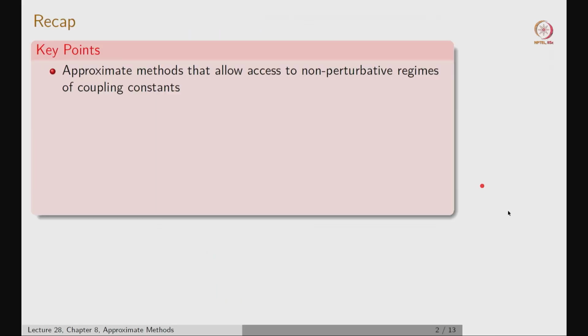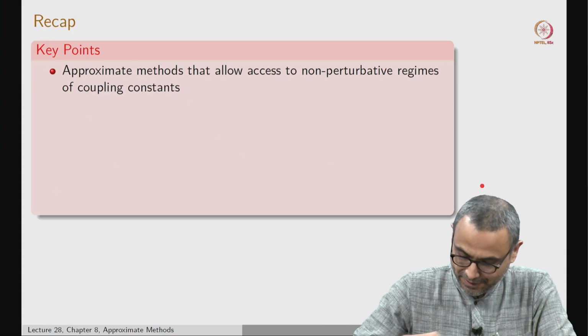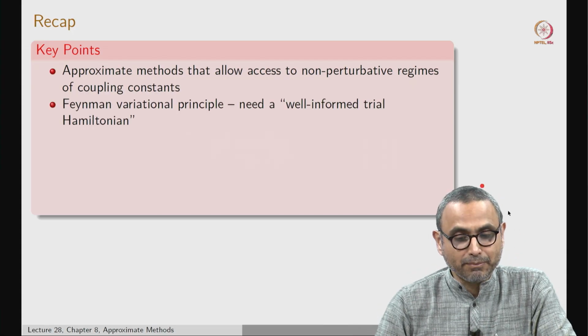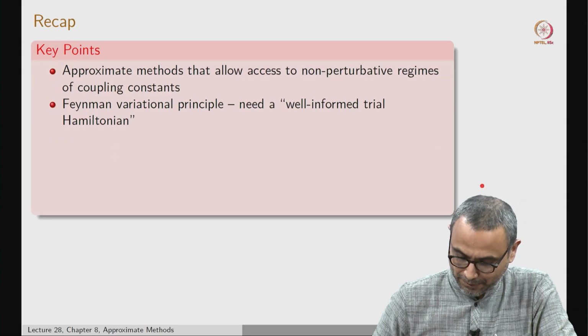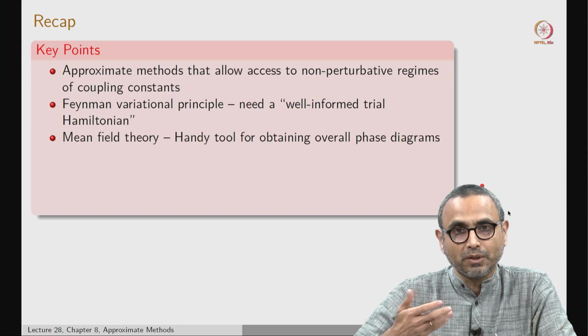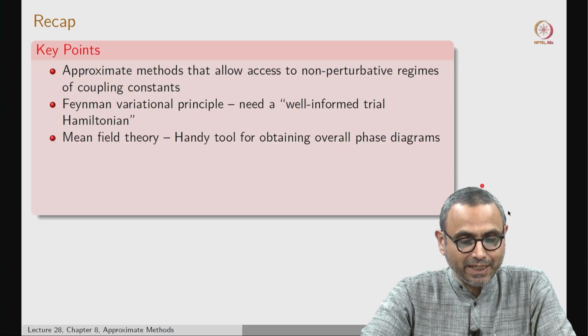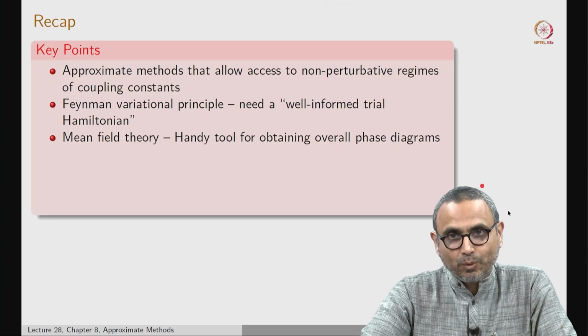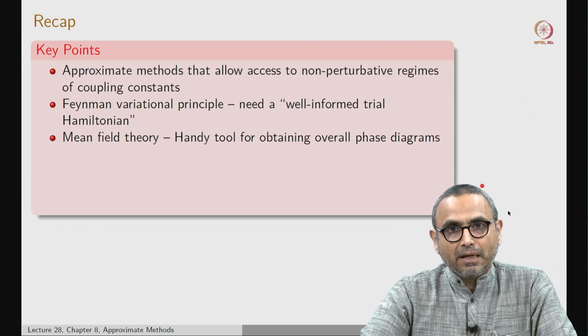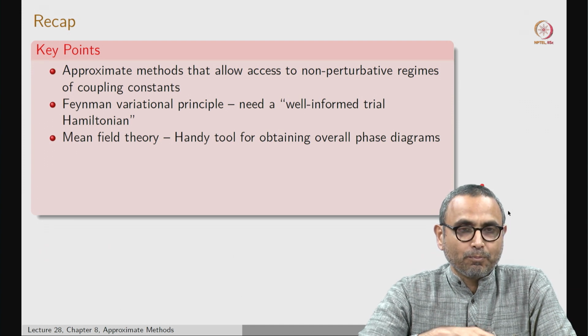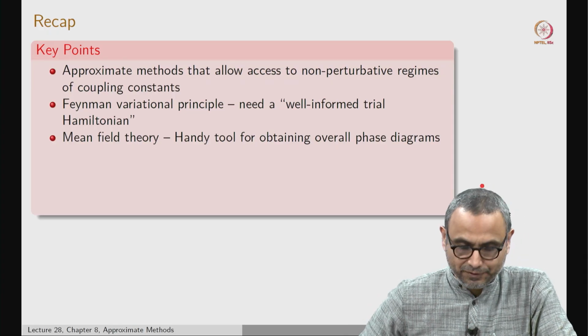We are in chapter 8 and we have been exploring approximate methods that allow access to non-perturbative regimes of the coupling constants. We have looked at the Feynman variational principle, which needs a well informed Hamiltonian to start with some set of parameters which you optimize to get a good bound on the free energy. But as you will see, the method of choice is mean field theory, particularly useful for obtaining the overall phase diagram of several models.